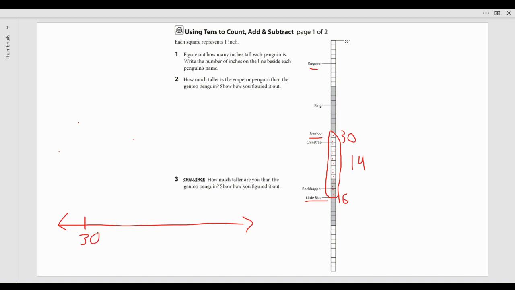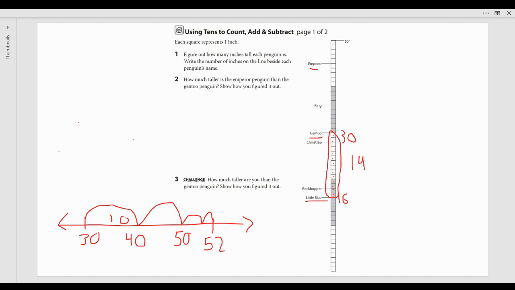Let's say that you are 52 inches tall. You can count by tens and ones on the number line to figure out how much taller you are. Starting at 30, let's count by tens first. 30, 40, 50. If I count another 10, that will take me past 50 to the number 60. In order to get to 52, I am going to take little hops of 1. 51, 52.